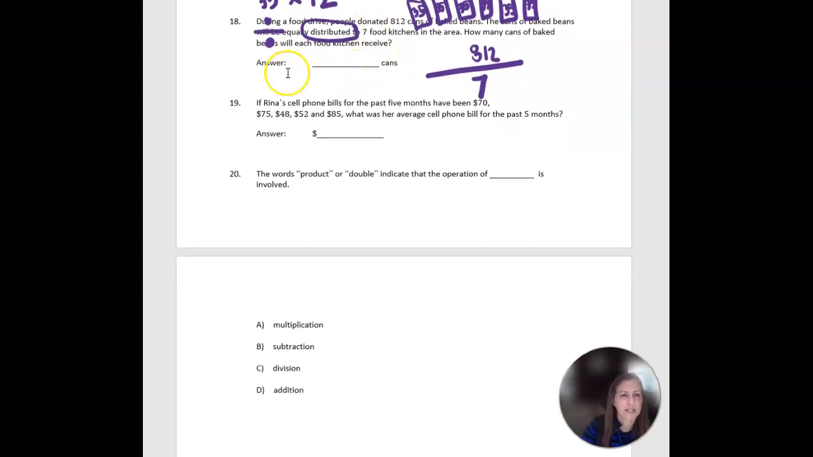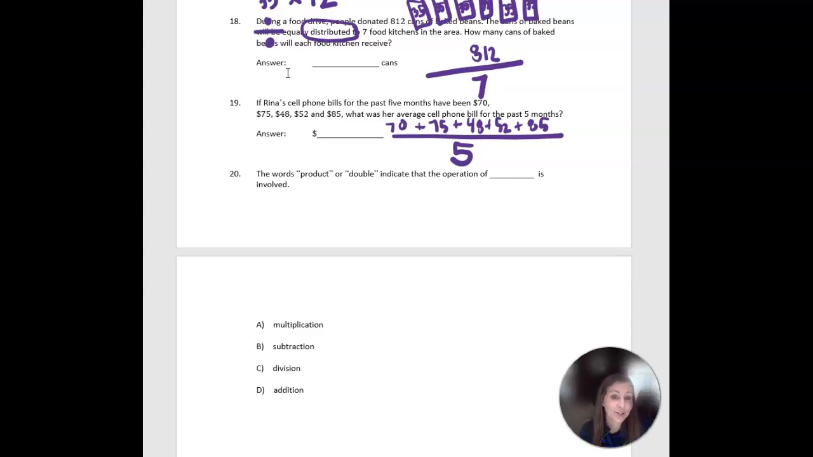Number 19, if Rena's cell phone bills for the past 5 months have been 70, 75, 48, 52, 85, what was her average bill for the past 5 months? Okay, average, it's very important. You add them all up. So we have 70 plus 75 plus 48 plus 52 plus 85. Let's make sure we got them all. 1, 2, 3, 4, 5. And then you divide by the total number of bills.